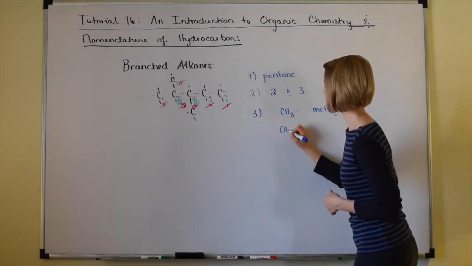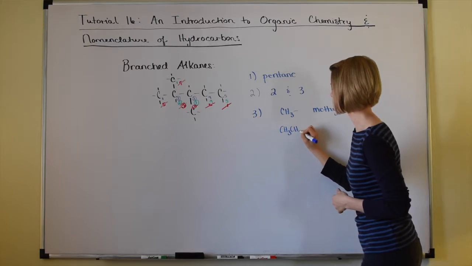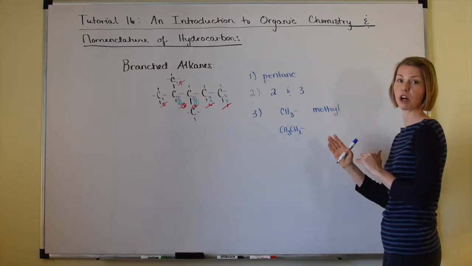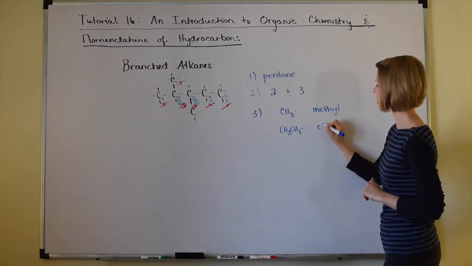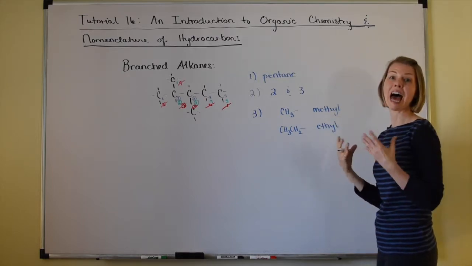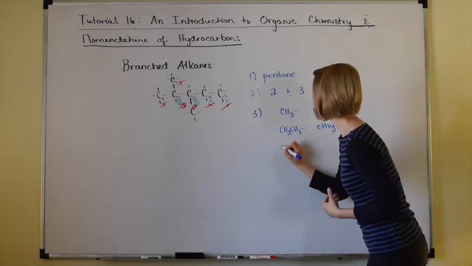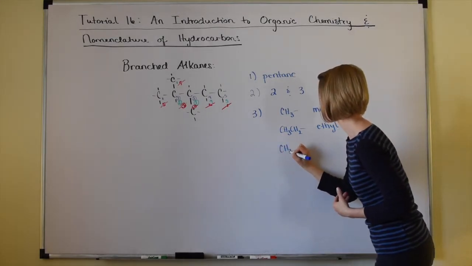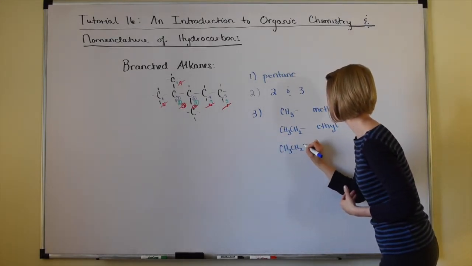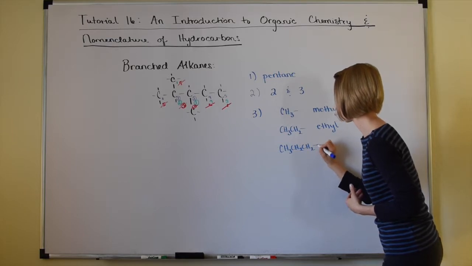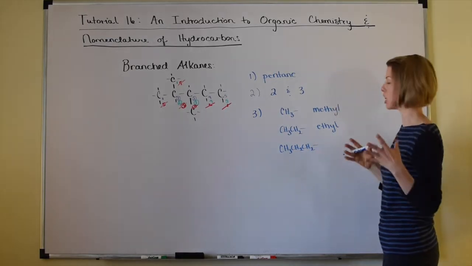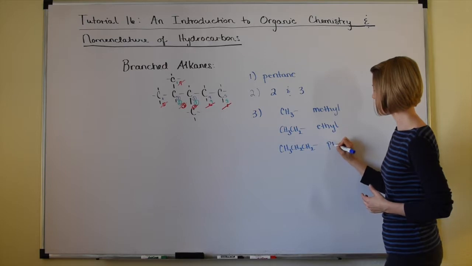If you've got 2 carbons, CH3CH2, again branched off of some larger molecule, then we use the prefix eth, so we call that branch group an ethyl. If we've got 3 carbons, CH3, CH2, CH2, as a branch group off of some longer chain, it's a propyl.